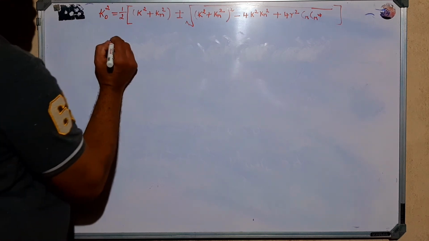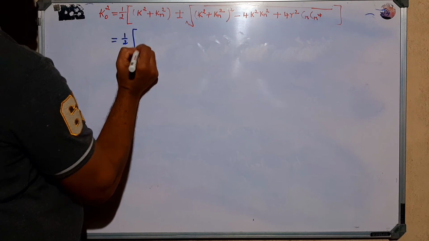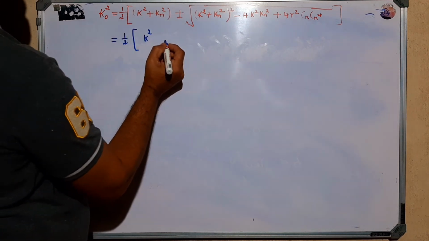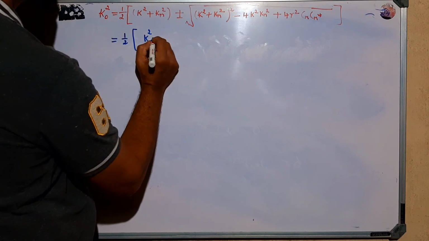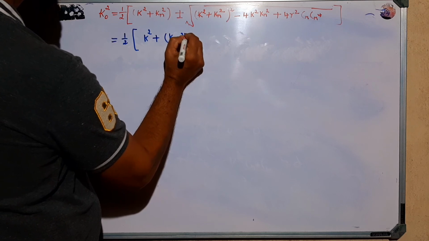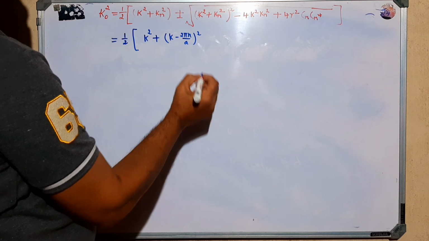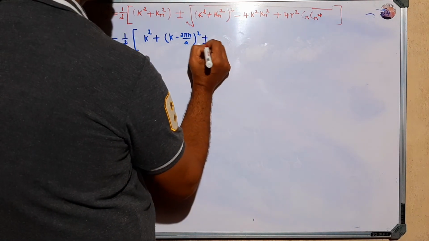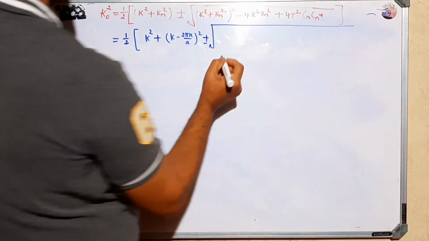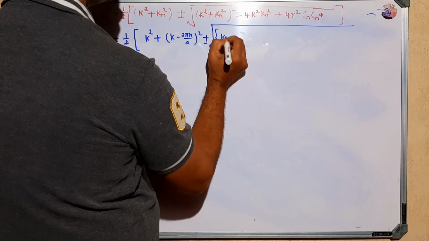Here this is equal to half into k square, substituting the value for kn square, plus k minus 2 pi n by a whole square, plus or minus square root of, and substitute k square.